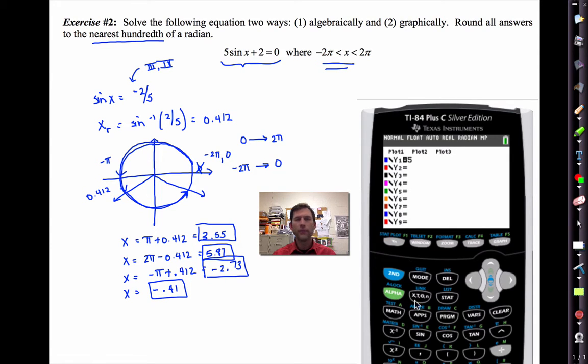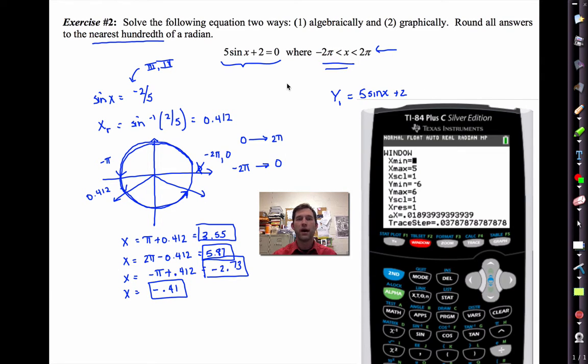And then in y1, let me write this down actually on the sheet. In y1, I'm going to put in 5 times the sine of x plus 2. So let me put that in. 5 sine of x, make sure those parentheses are closed, right? We don't want the 2 inside of them, plus 2. Okay, I got it. Now, of course, I want to make sure that I get all 4 of my answers, so I have to pay attention to my window. So let me go into my window settings.